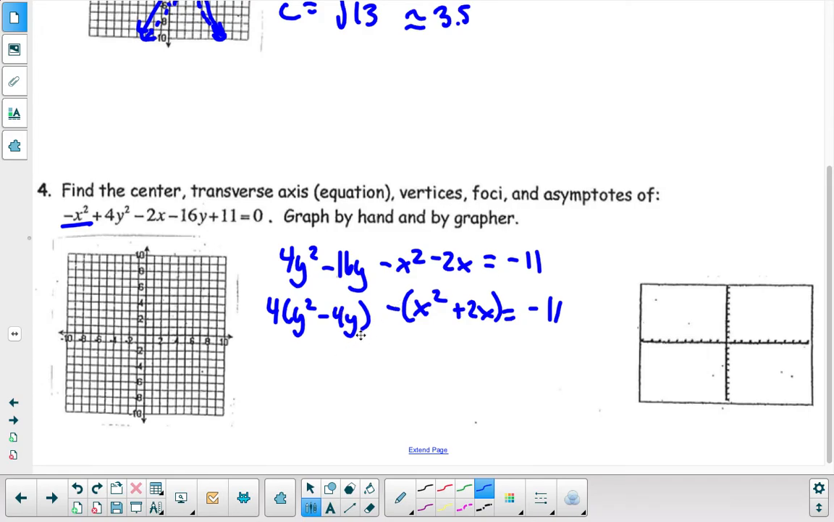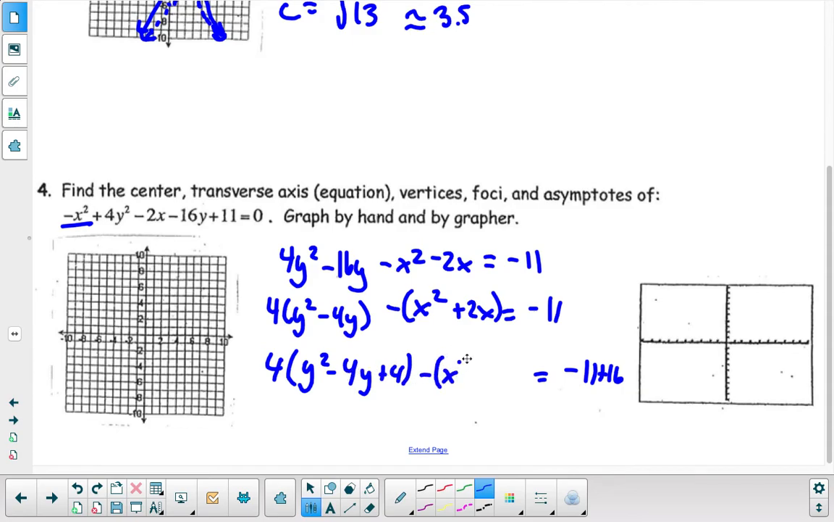And you are going to take half of this and square it. Half of this is negative 2. That squared is positive 4. Again, you are not just adding 4 to the left-hand side, though. You're adding 4 times 4. So over here, you're adding 16. You were adding 16 over here, but it's just kind of protected, and we have 4 sets of this thing.